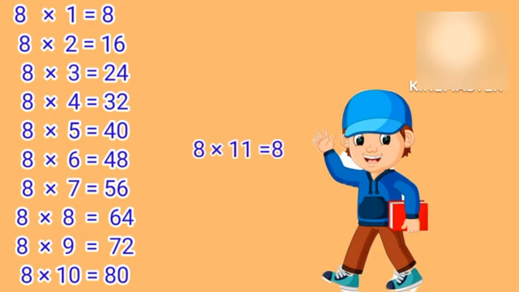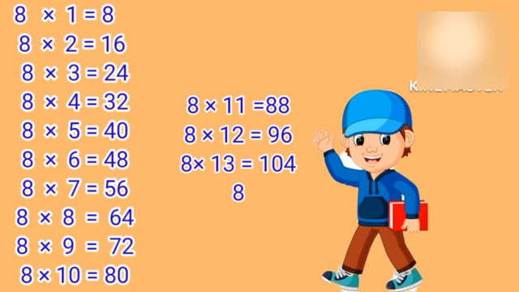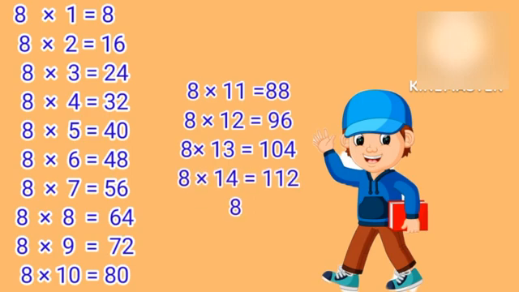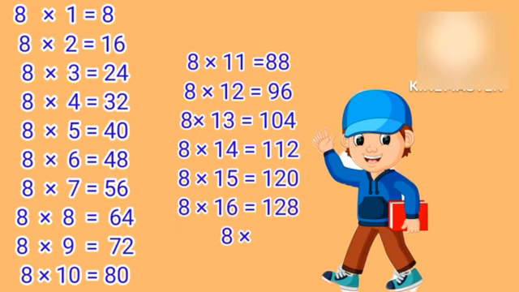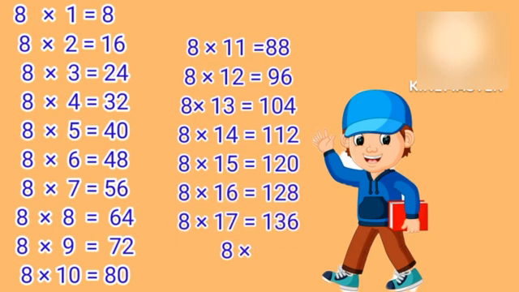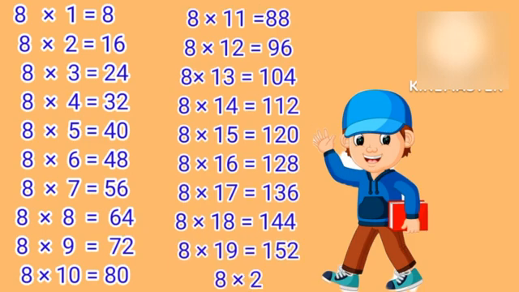8 elevens are 88. 8 twelves are 96. 8 thirteens are 104. 8 fourteens are 112. 8 fifteens are 120. 8 sixteens are 128. 8 seventeens are 136. 8 eighteens are 144. 8 nineteens are 152. 8 twenties are 160.